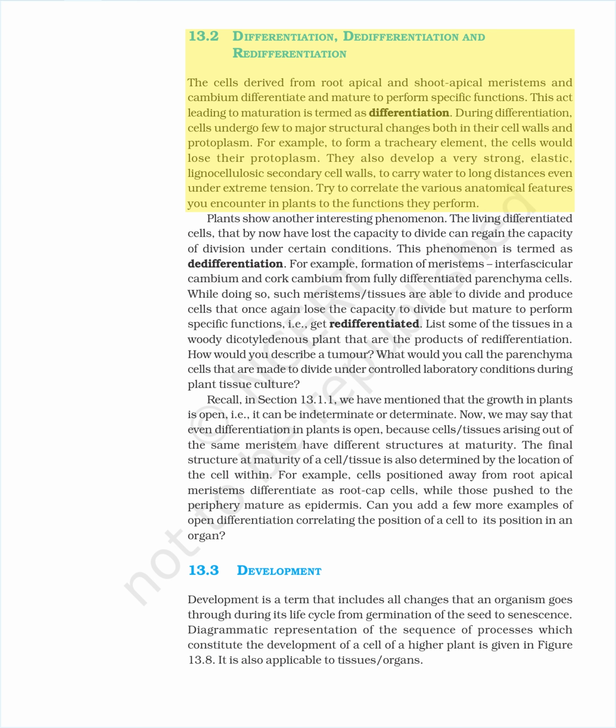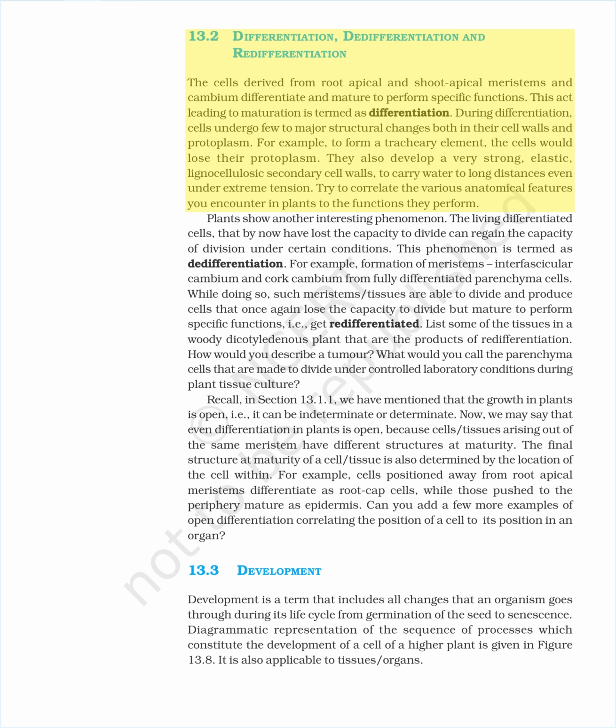13.2 Differentiation, dedifferentiation and redifferentiation. The cells derived from root apical and shoot apical meristems and cambium differentiate and mature to perform specific functions. This act leading to maturation is termed as differentiation. During differentiation, cells undergo few to major structural changes both in their cell walls and protoplasm.